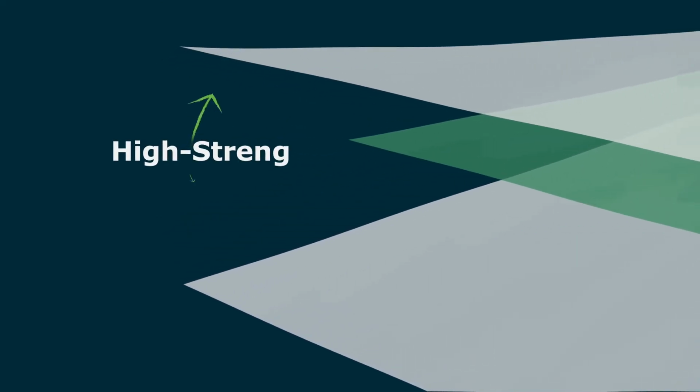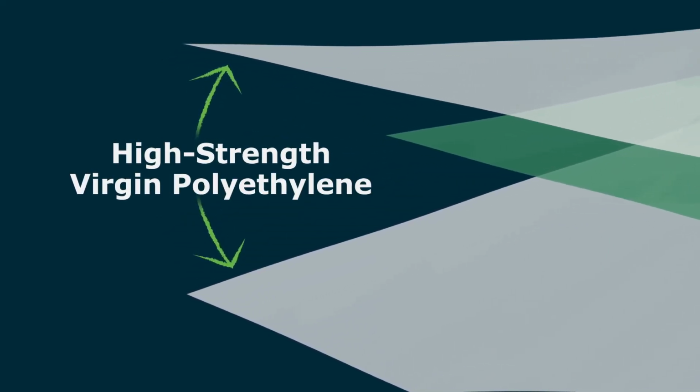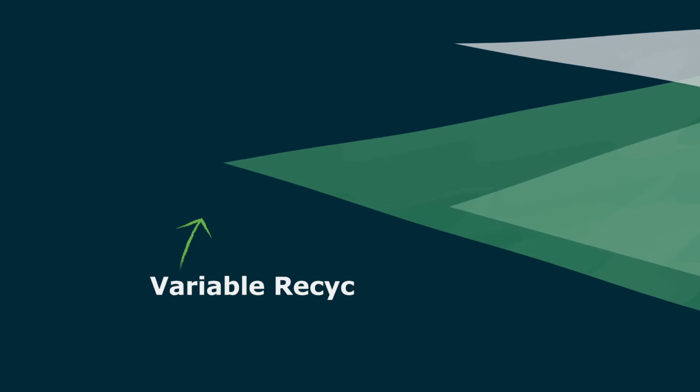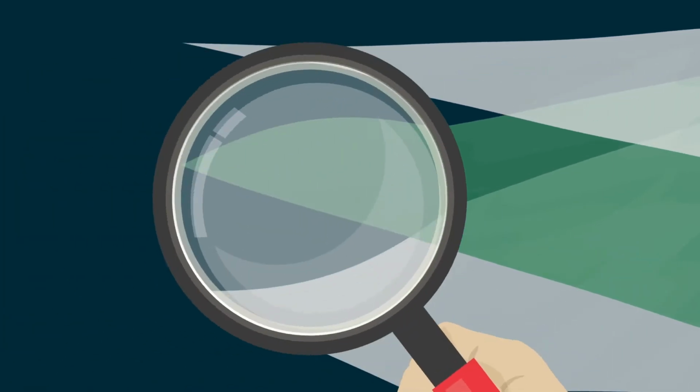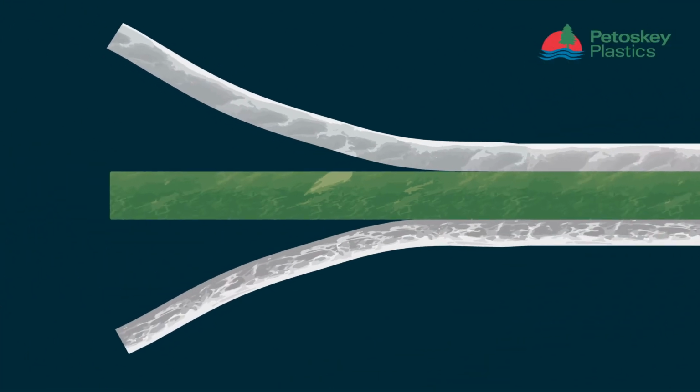The outer layers consist of high-strength virgin polyethylene, which gives us the versatility to use variable recycled resin ratios in the middle layer and address multiple requirements requested by the customer.